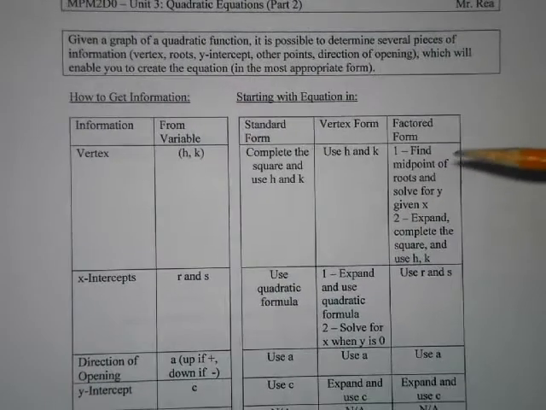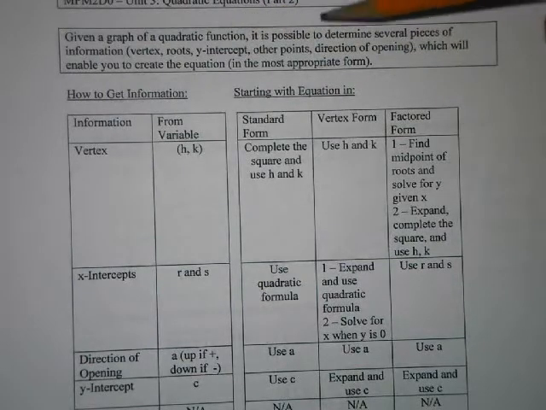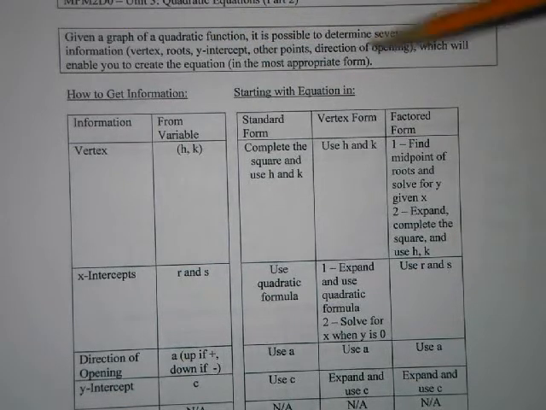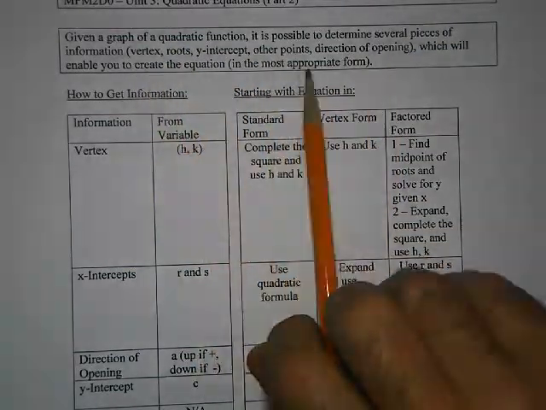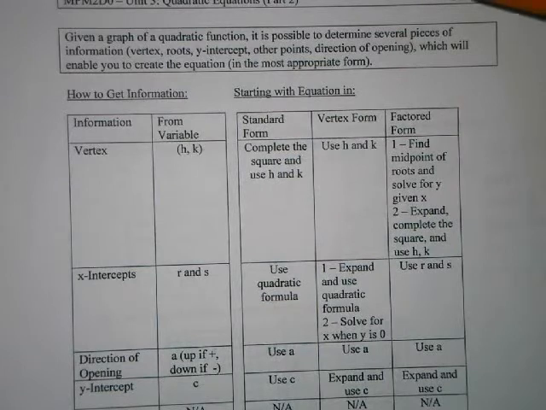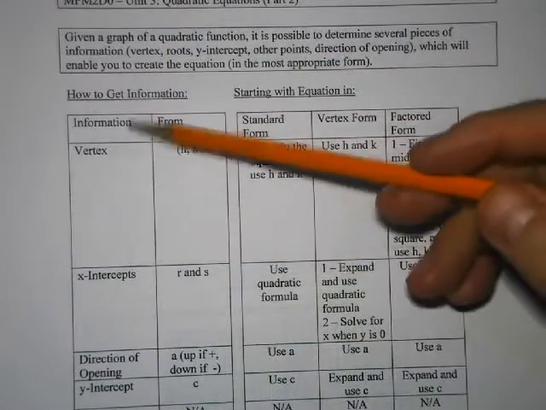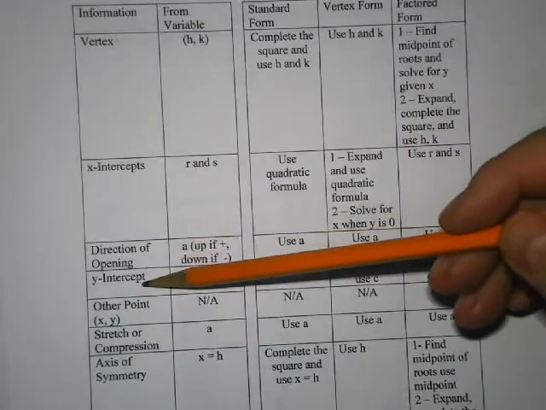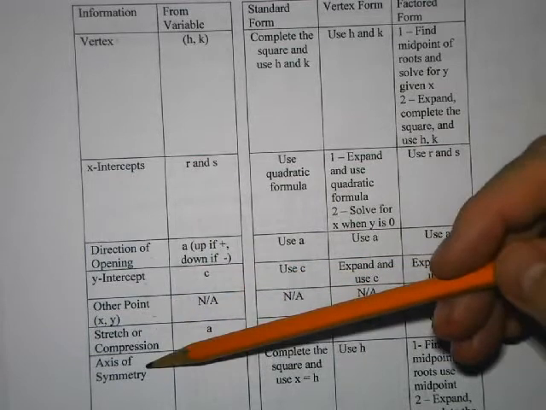All right, it may seem a little difficult to understand how this works. I'll try to explain that for you. Basically, it says, given the graph of a quadratic function, it's possible to determine several pieces of information. And again, we're just listing the things from the last page. Down here, I've got those things I just listed on the previous page: vertex, x-intercepts, direction of opening, y-intercept, stretch or compression, and axis of symmetry. This one, stretch or compression, don't worry about.